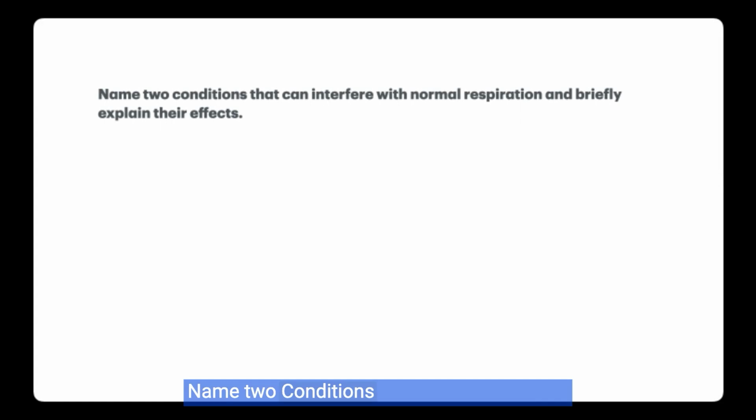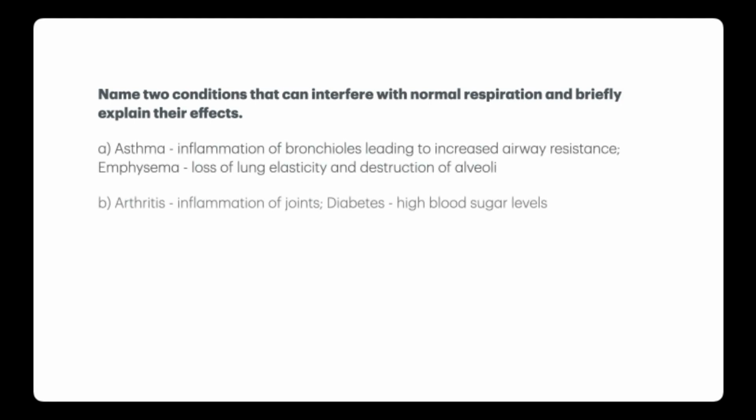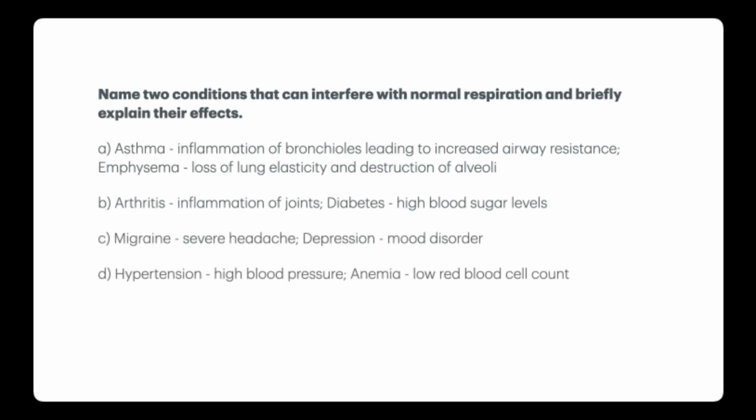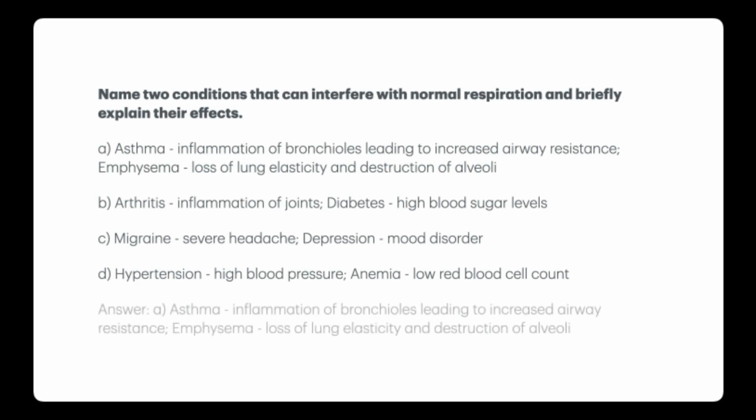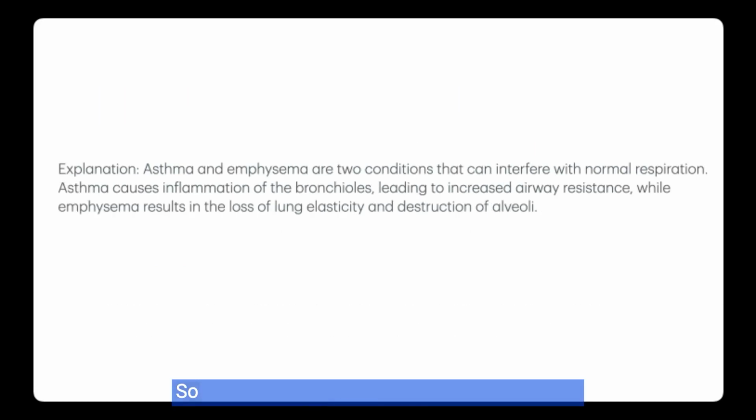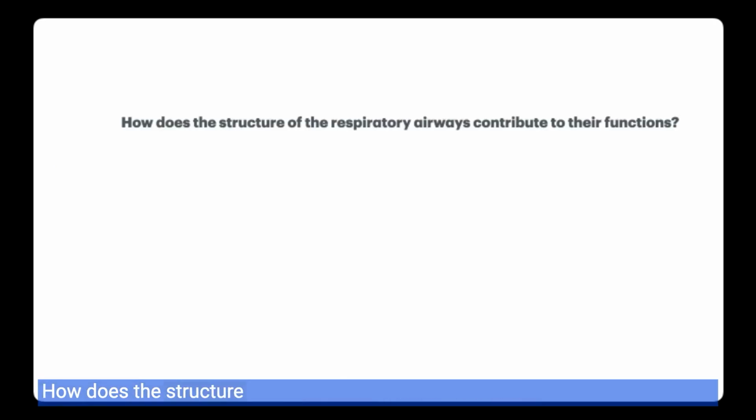Name two conditions that can interfere with normal respiration and briefly explain their effects. That's right. So remember, asthma and emphysema are two conditions that can interfere with normal respiration. Asthma causes inflammation of the bronchioles, leading to increased airway resistance, while emphysema results in the loss of lung elasticity and destruction of alveoli.